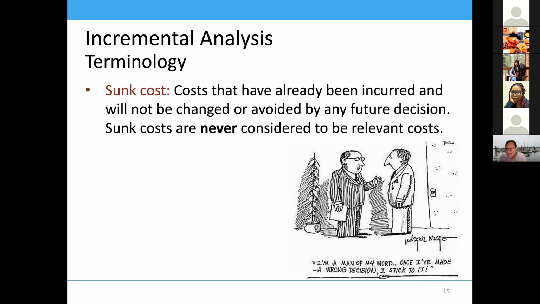So you see, it's important to know what is the sunk cost, right? Yeah. So that's a good one. Okay.